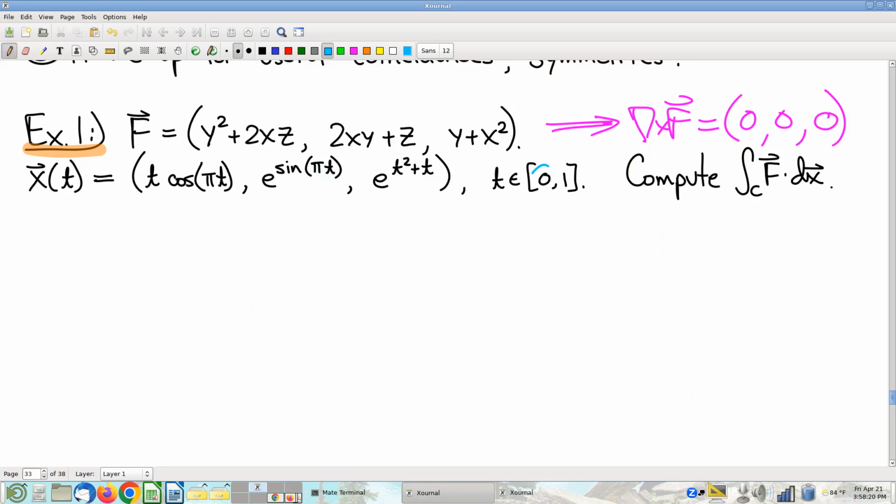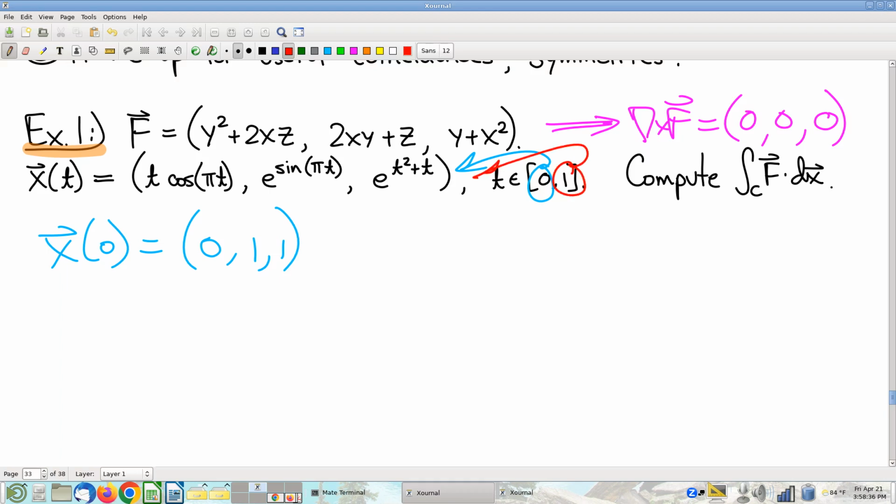We'll plug in 0 into there, and x of 0 is, okay, let's see, it's 0, 1, 1. And then now I will plug in 1 into there, and that gives me x of 1 is negative 1, 1, e squared. Okay, now what does this tell me?